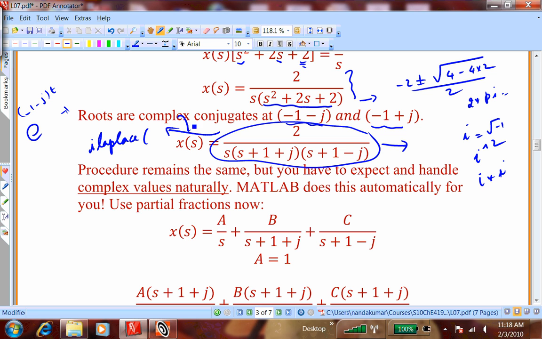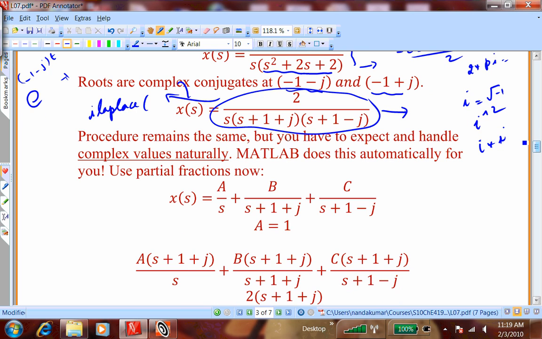Pass this one and it will invert and give you the result that you will see at the bottom of this analysis. What I'm showing you here is how to do the partial fraction in the complex domain. That idea is the same. You're going to write this as a over s, plus b over the second term, which is s plus 1 plus j, plus c over the third term, which is s plus 1 minus j. And then you're going to multiply by s and put s equal to 0 to evaluate what a is.